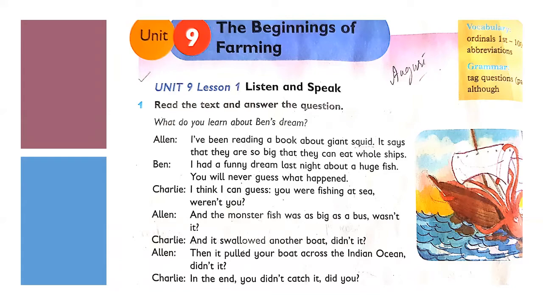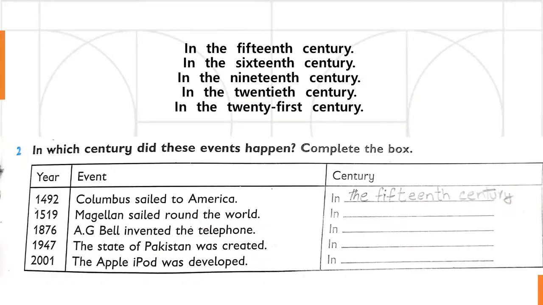Exercise number 2 will tell us how to write about centuries. You are given the year in the leftmost column in the table. Then you are given the event and then the century. You can see in the picture, 1492 is the year. In 1492 Columbus sailed to America. So in which century did Columbus sail to America? The year is 1492. The century would be the 15th century.